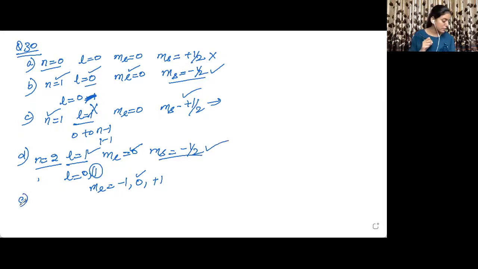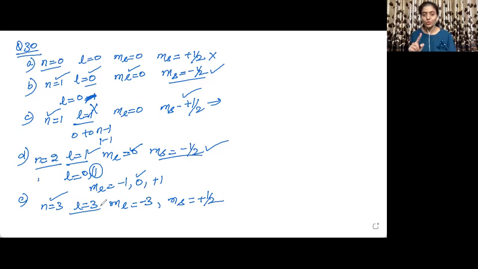The next one is N equal to 3, L equal to 3, ML equal to minus 3, MS equal to plus half. N equal to 3, very much possible. But when N is equal to 3, L cannot be equal to 3 because it can be only up to N minus 1, that is up to 2. Okay, so this is not possible.